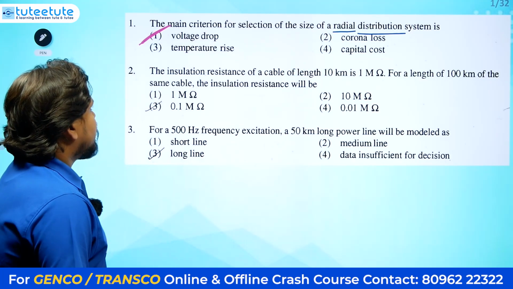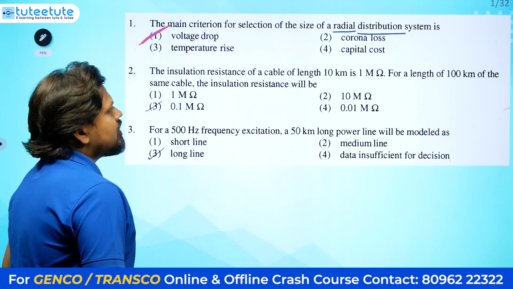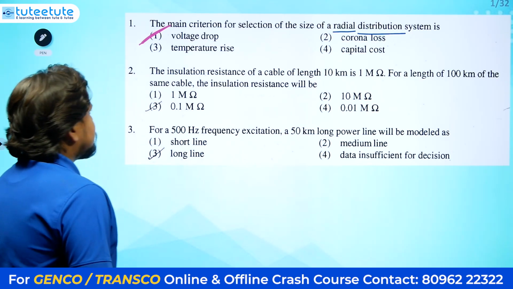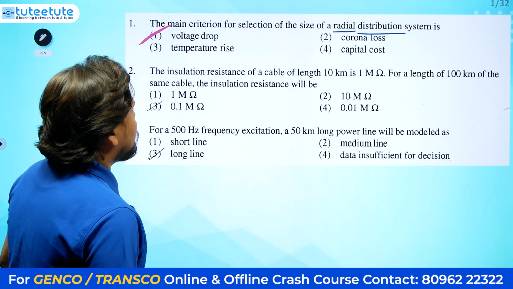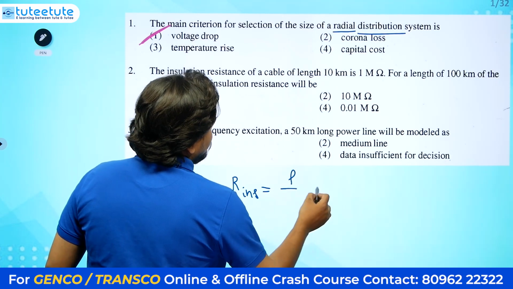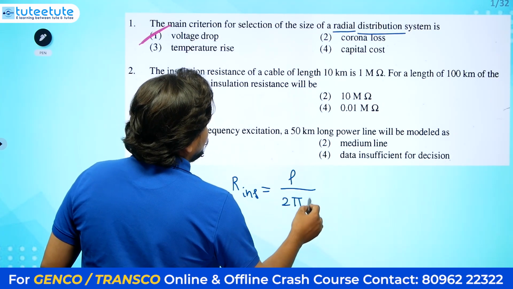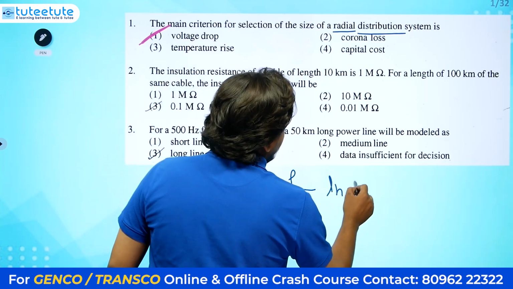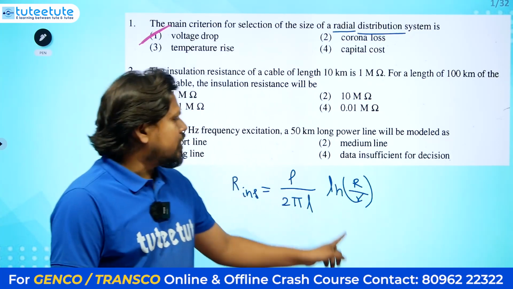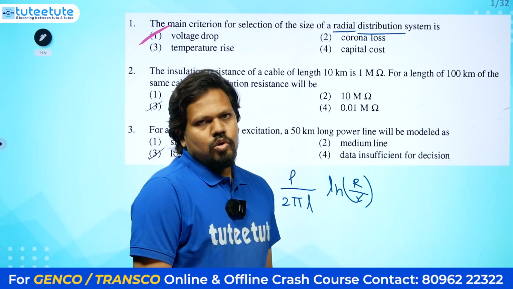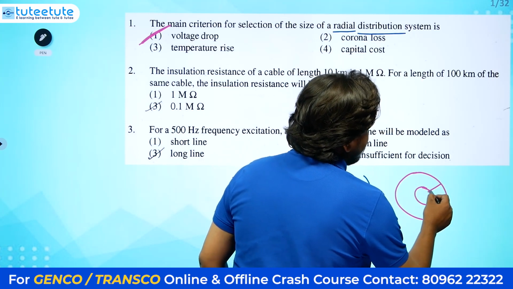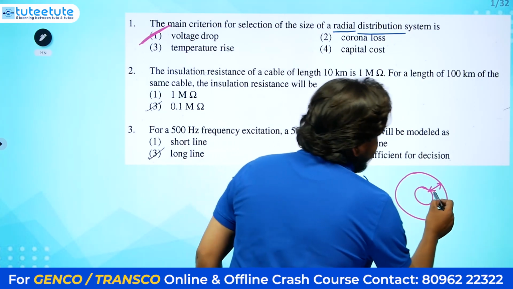The next question: the insulation resistance of a cable of length 10 km is 1 mega ohm. For a length of 100 kilometers of the same cable, the insulation resistance will be? Insulation resistance equals rho divided by 2 pi l into ln(R/r). Here R is the radius of the sheath outside and small r is the radius of the core material. If this is the core, on the core there is insulating material, and they are asking about this insulating material.